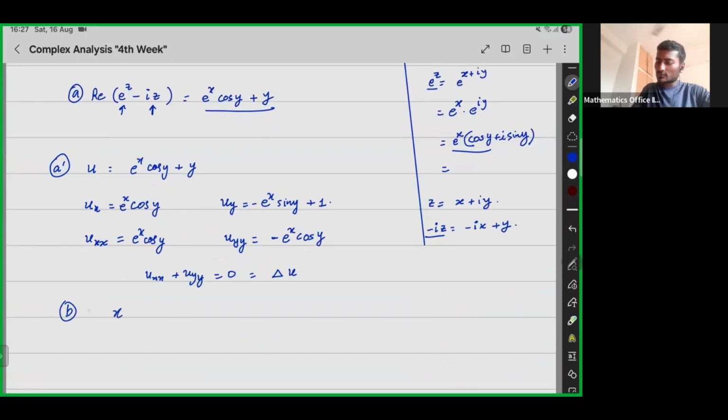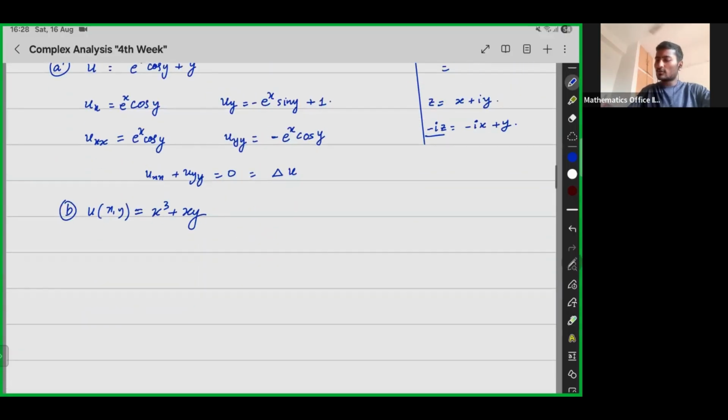Part B, we have function u of xy is equal to x cube plus xy. Now let's see what is ux. It is 3x square plus y. Differentiating with respect to x again, we get 6x.